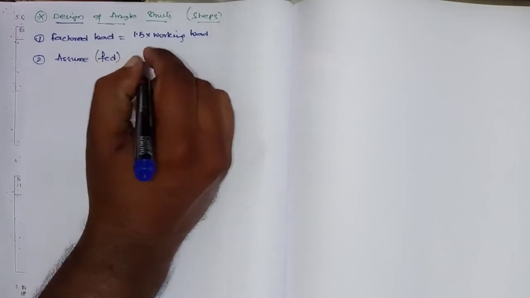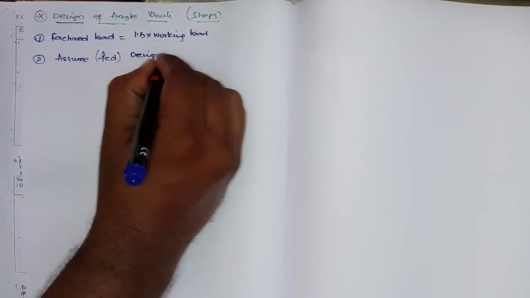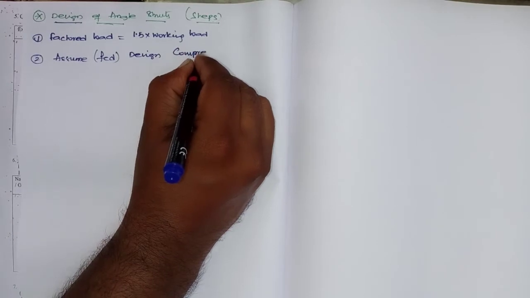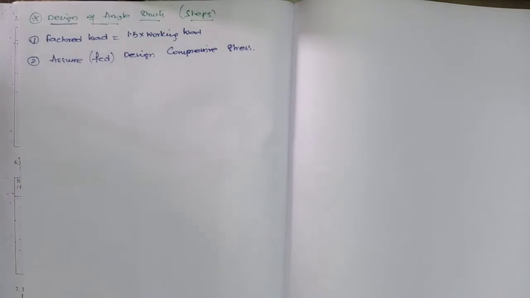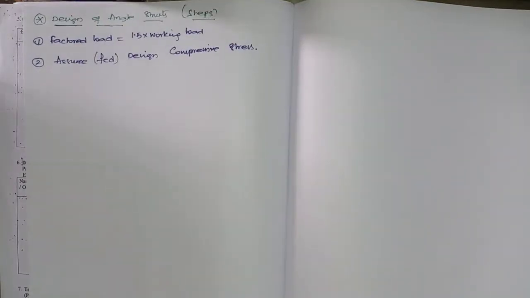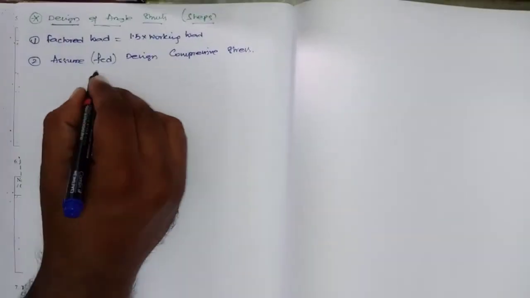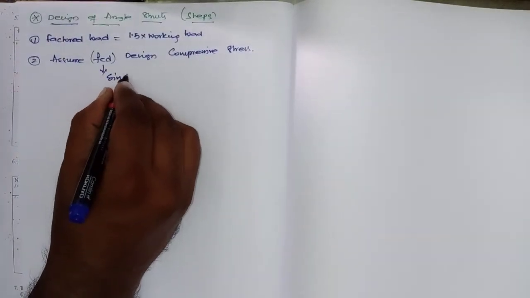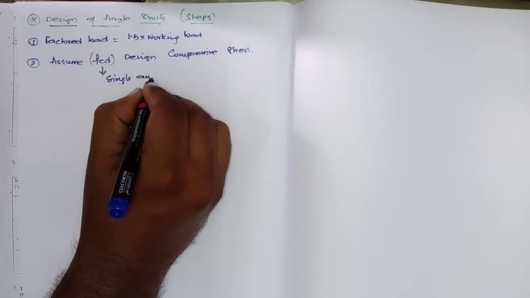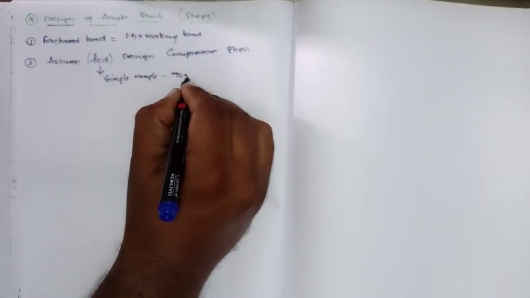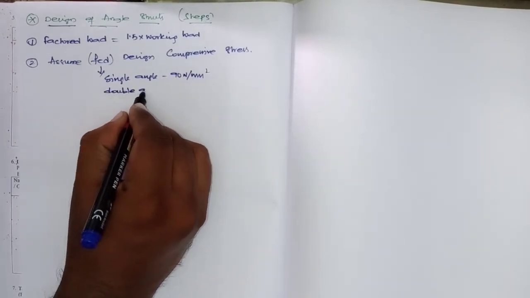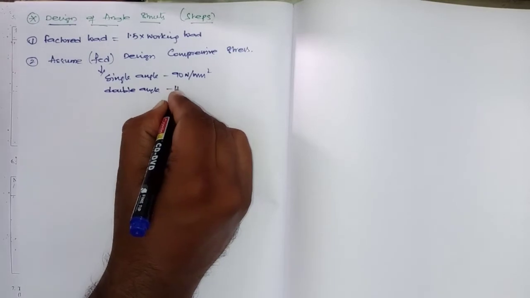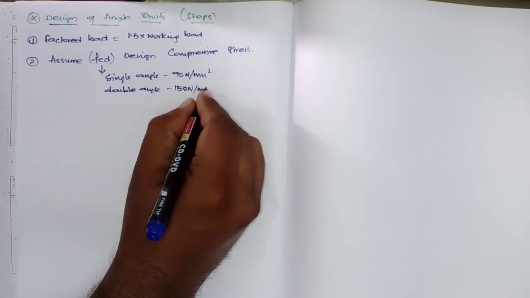After that, as I said, since it is design, you have to assume FCD. What is this FCD? Design compressive stress. How much do you have to assume for a single angle? You may take up to 90 Newton per mm square. For double angle, you may go for 150 Newton per mm square.